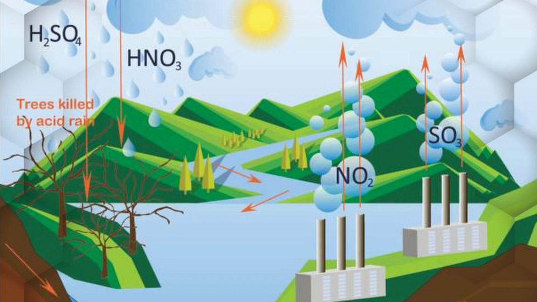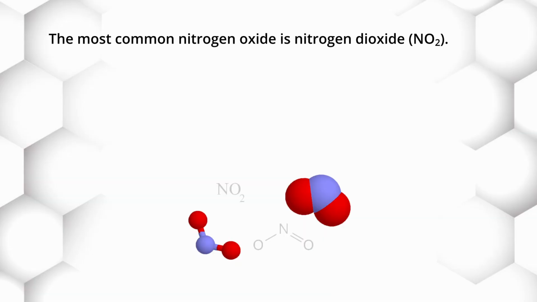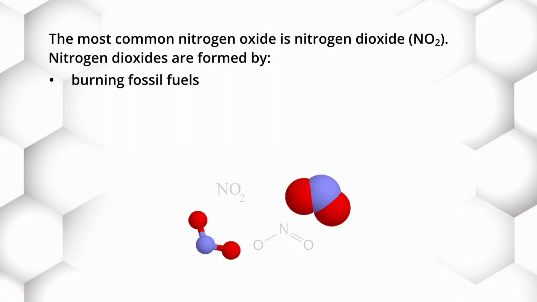One of the most common nitrogen oxides is nitrogen dioxide, which is a reddish brown gas that has an unpleasant smell and is poisonous in high concentrations. Nitrogen oxides are formed when fossil fuels are burned at high temperatures, but can also be formed naturally by lightning strikes. Most of the nitrogen dioxide in urban areas comes from exhaust emissions.